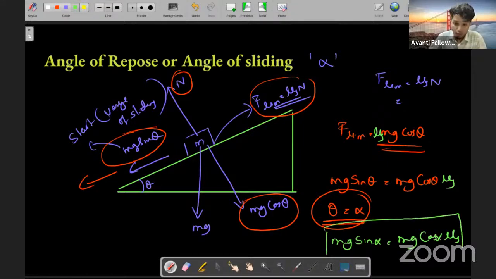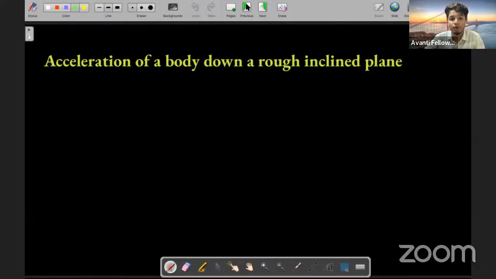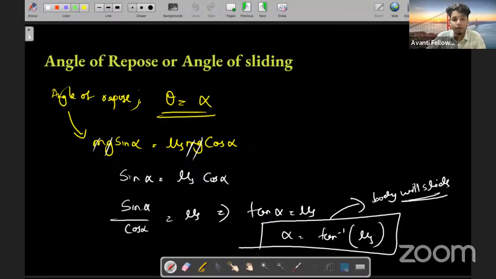That is why I wrote this. Did you get it now? That is why we got this formula. So I got mg sin alpha is equal to mu s mg cos alpha, sin alpha equals mu s cos alpha, sin alpha over cos alpha is equal to mu s, and tan alpha is equal to mu s.